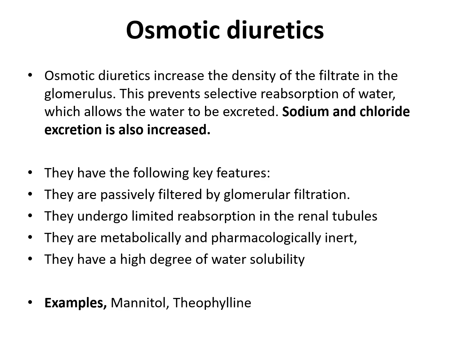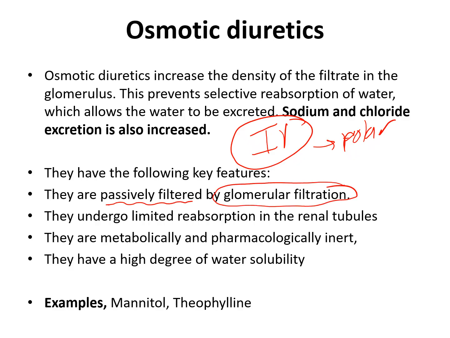They are extremely polar structures. Okay, they're very, very polar structures. So they can only be given by IV. Their only route of administration is IV because extremely polar structures, and they don't have good oral bioavailability. صحيح? And their main thing after they're given by IV, you'll see that they're filtered passively by the glomerular filtration, and that increases the osmotic pressure inside that area, which means pulling more water into the urine or the tubular area, and that basically causes diuretic effects. They undergo very limited reabsorption in the renal tubules. هذا شيء مش مهم.